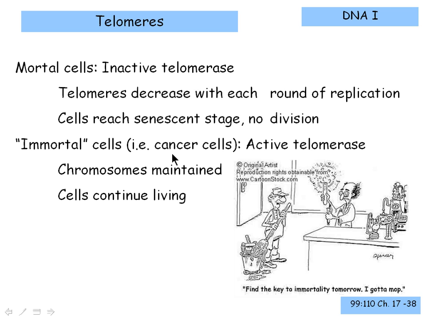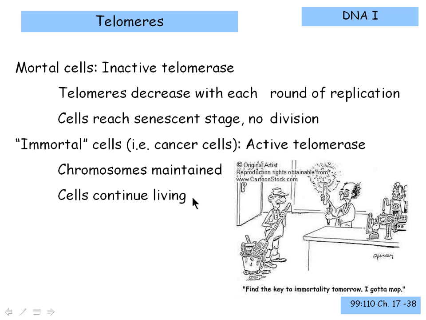Cancer cells often have very active telomerase. Since they have active telomerase, their DNA ends will be maintained throughout DNA replication, no matter how many rounds they go through, and thus the chromosomes will be maintained as well. And so the cells continue to live.